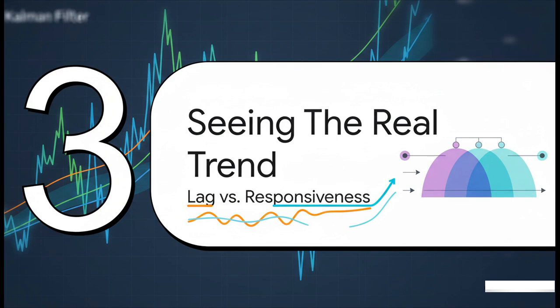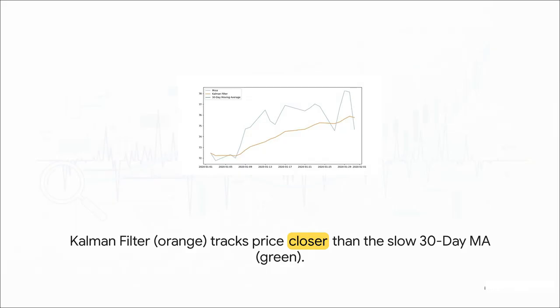Okay, that's all great in theory, but what does this thing actually look like on a price chart? Because when you see it, that's when it all really clicks. Let's take a look. Okay, check this out. The blue line is the actual price, right? It's all over the place, jagged and noisy. Now, that green line is your standard 30-day moving average. See how slow it is? It's lagging way behind the action.